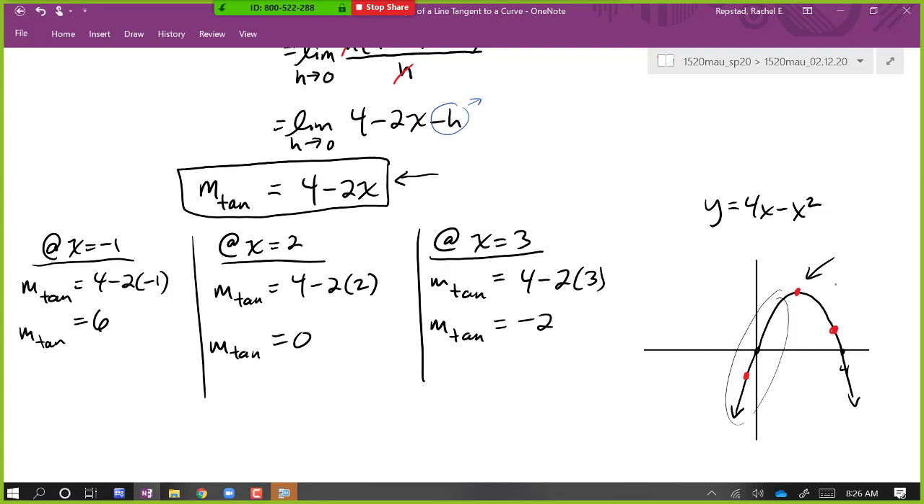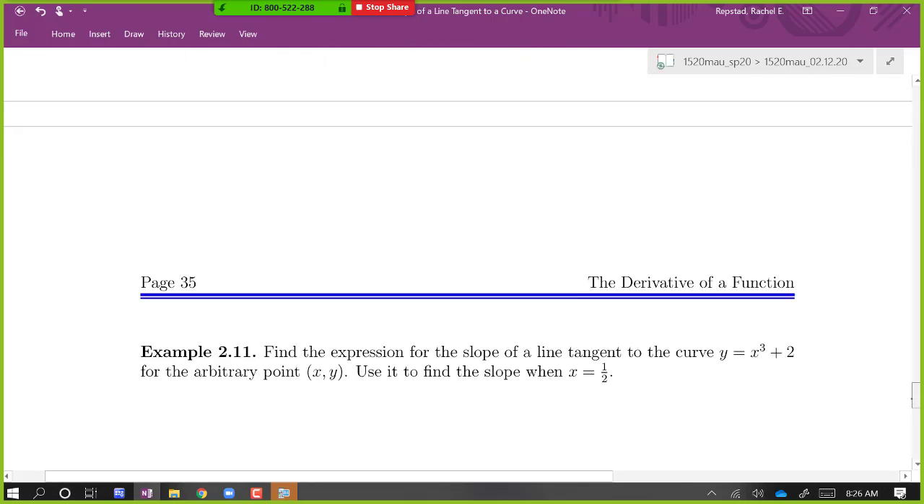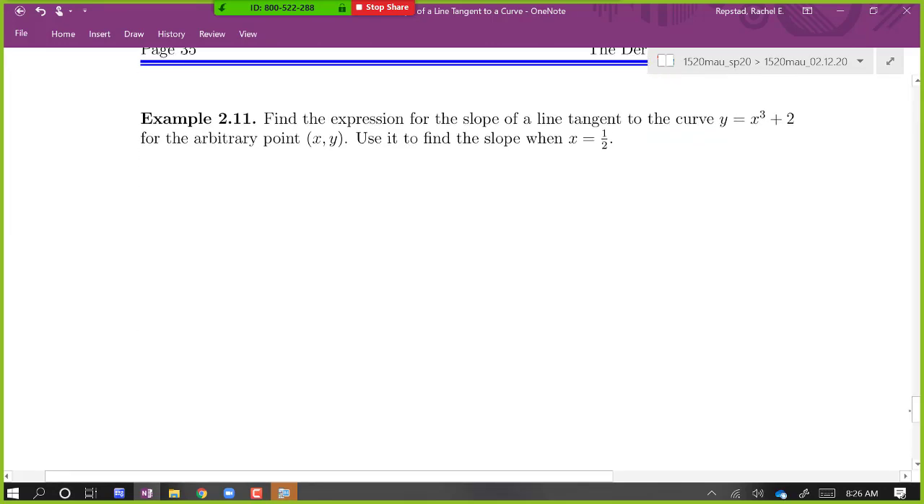So let's do another one. We're going to find an expression for the slope of the line tangent to the curve y equals x cubed plus 2. So there's our f of x at the arbitrary point (x, y), and then we'll use it to find the slope when x is a half. Okay. So the first thing I'm going to do is get an expression for f of x plus h. So it's (x plus h) cubed plus 2.